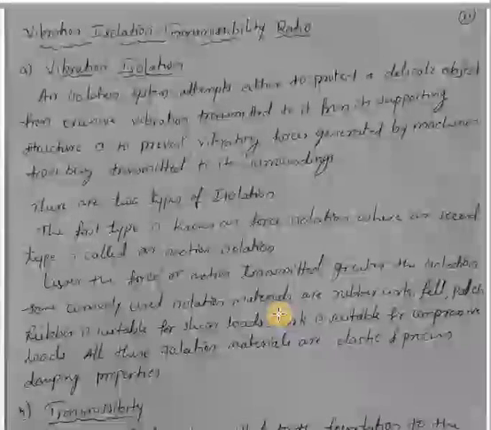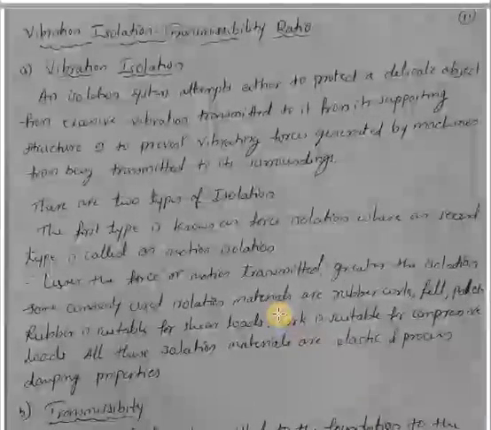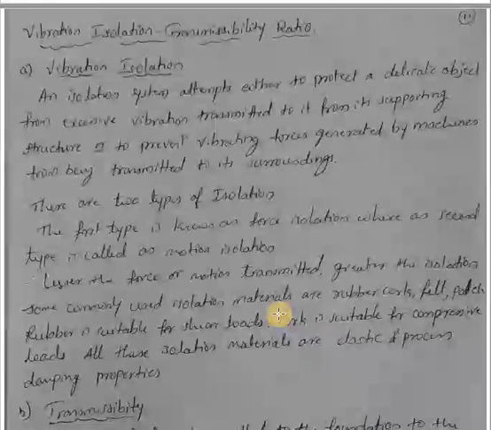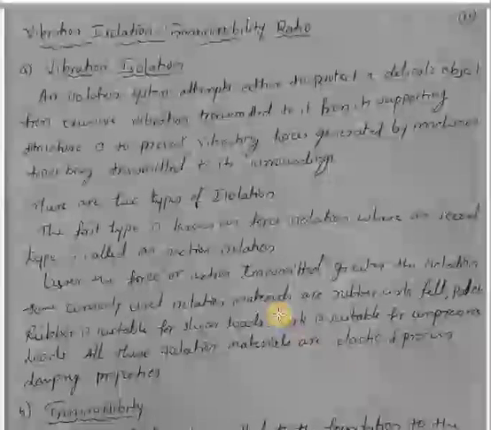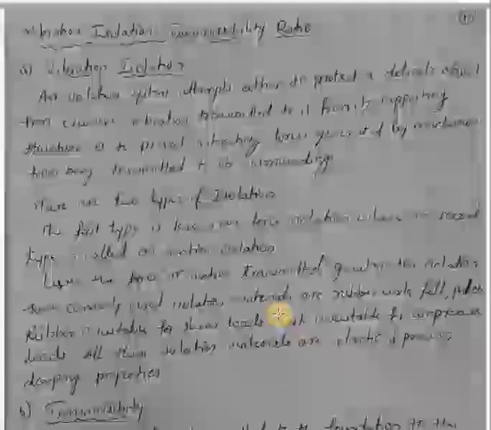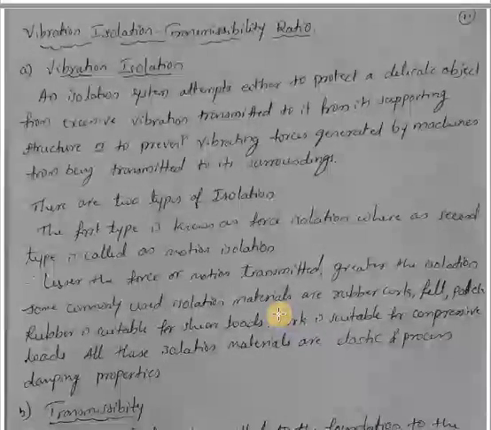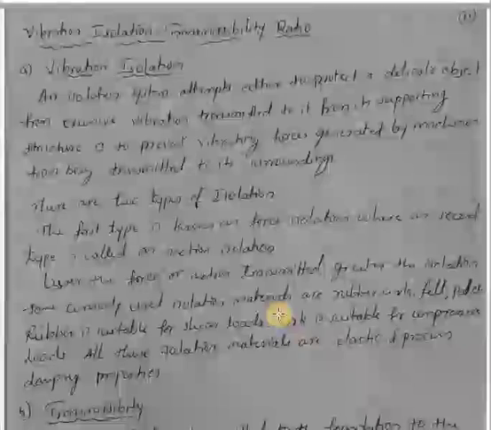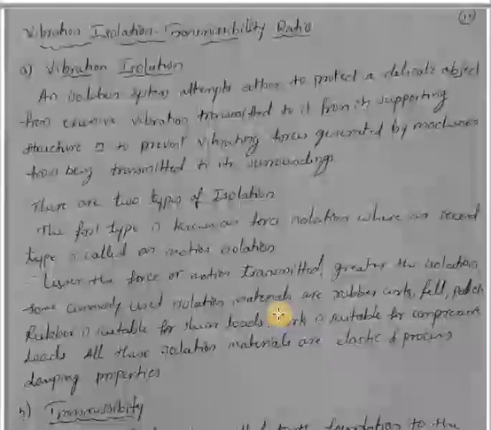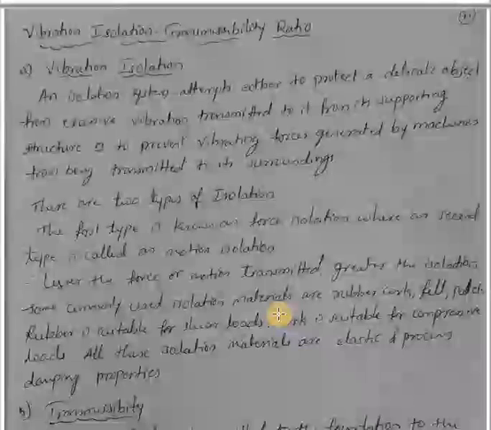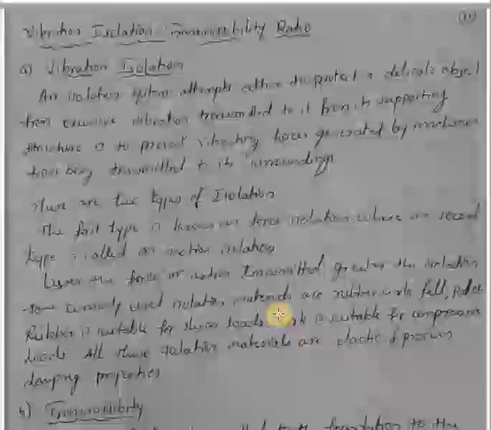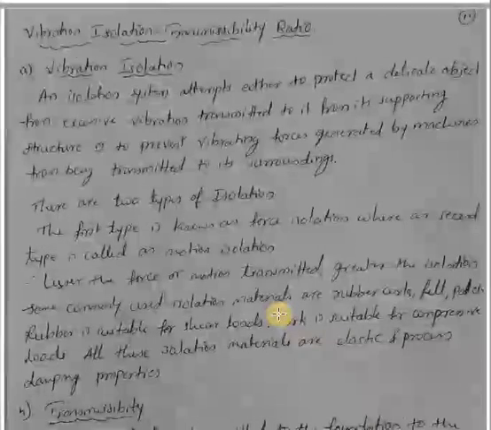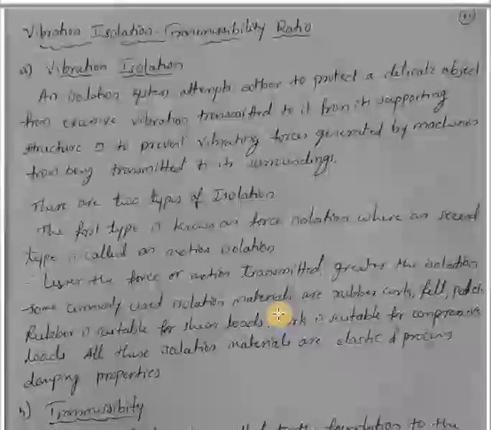Therefore, the effectiveness of isolation may be measured either in terms of force or motion. The first type is known as force isolation, and the second type is known as motion isolation. The lesser the force or motion transmitted, the greater the isolation. Some commonly used isolation materials are rubber, cork, felt pad, and metallic springs. Rubber is suitable for shear loads and cork is suitable for compressive loads, and all these isolation materials are elastic and possess damping properties.